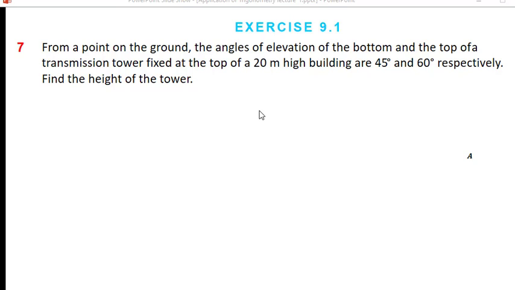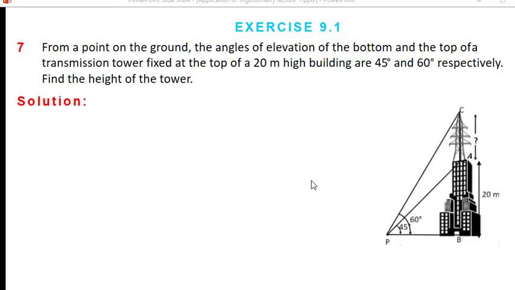So in this problem, there is a building. On the top of the building, there is a transmission tower. From a point on the ground, you are seeing the bottom of the transmission tower, which is inclined at an angle of 45 degree. When you see the top of the transmission tower, it is at an angle of 60 degree. The height of the building is given as 20 meter. We have to find the height of the tower. So in this diagram you have visualized correctly.